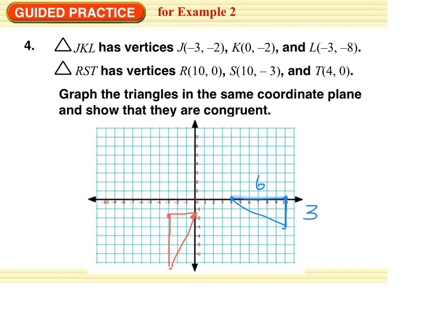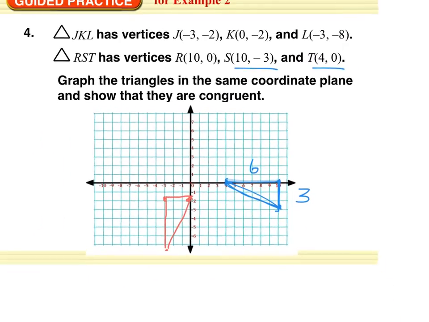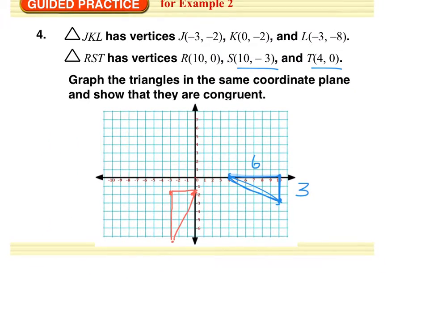We need to use the distance formula, and we're going to use the ordered pair (4, 0) and the ordered pair (10, -3), because we need to know the length of this segment, or this side. So I'm going to do the distance formula. Again, it doesn't matter what you use for your x1, y1. So I can go ahead and label this as my x1, y1, x2, y2.